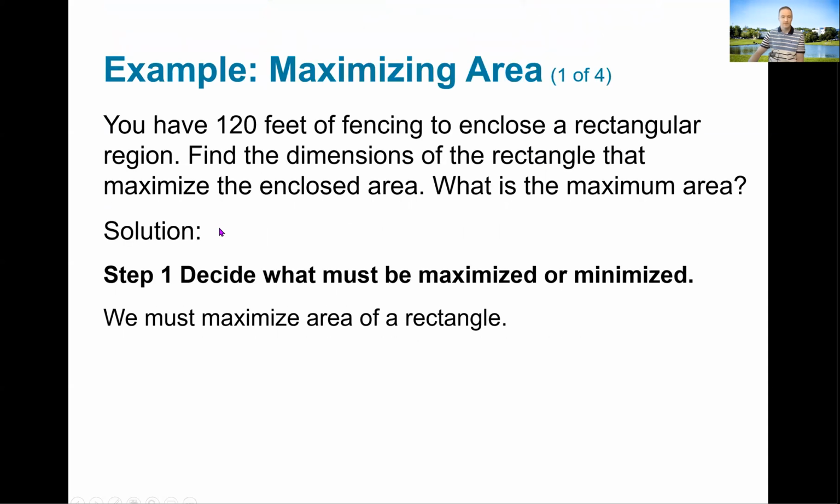Let's see an example of that. So in this case, I'm looking at an example, and you'll have homework problems like this. It says you have 120 feet of fencing to enclose a rectangular region. We're supposed to find the dimensions of the rectangle that maximize the enclosed area. And then what is the maximum area? All right, so we know that we're looking to maximize.